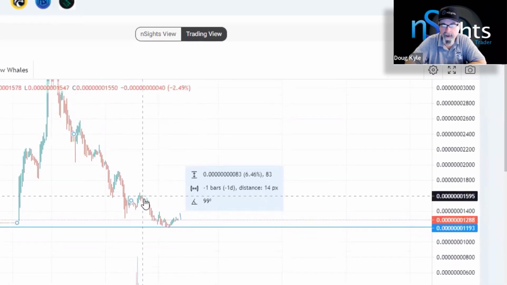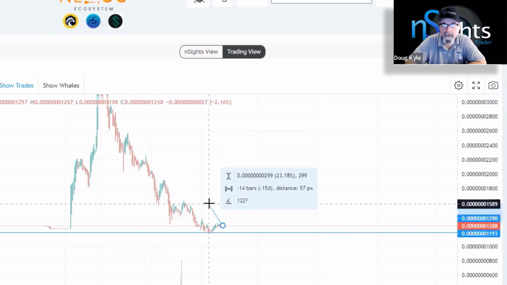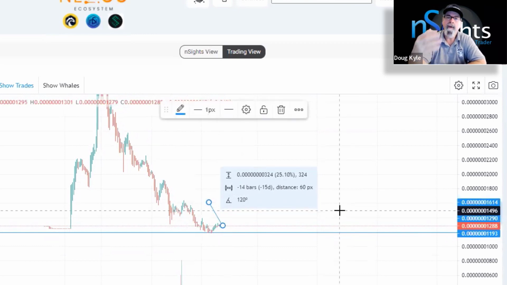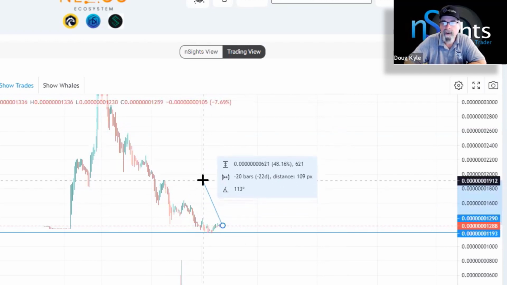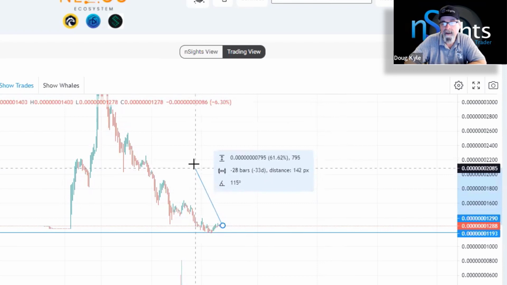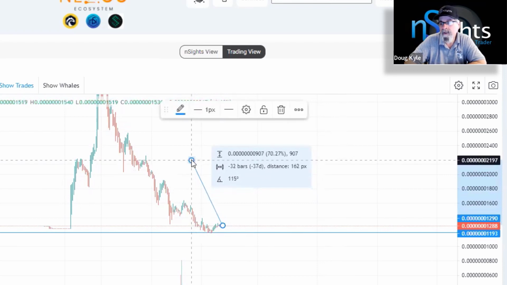Okay, my first barrier is up here. I know that the tax on NSI is 10% in, 10% out, and a couple of percent for the fees for the blockchain. So maybe 25% is really break even for me. I don't want to get out at 25%, so I'm going to target the next barrier potentially. That's 48% to there. That's 70% to here.